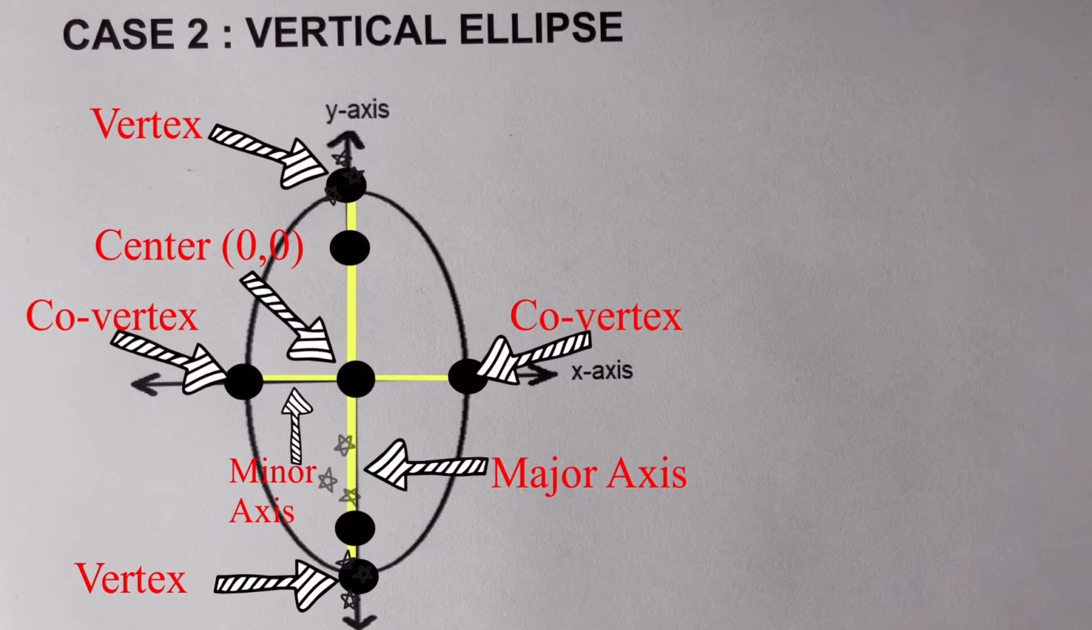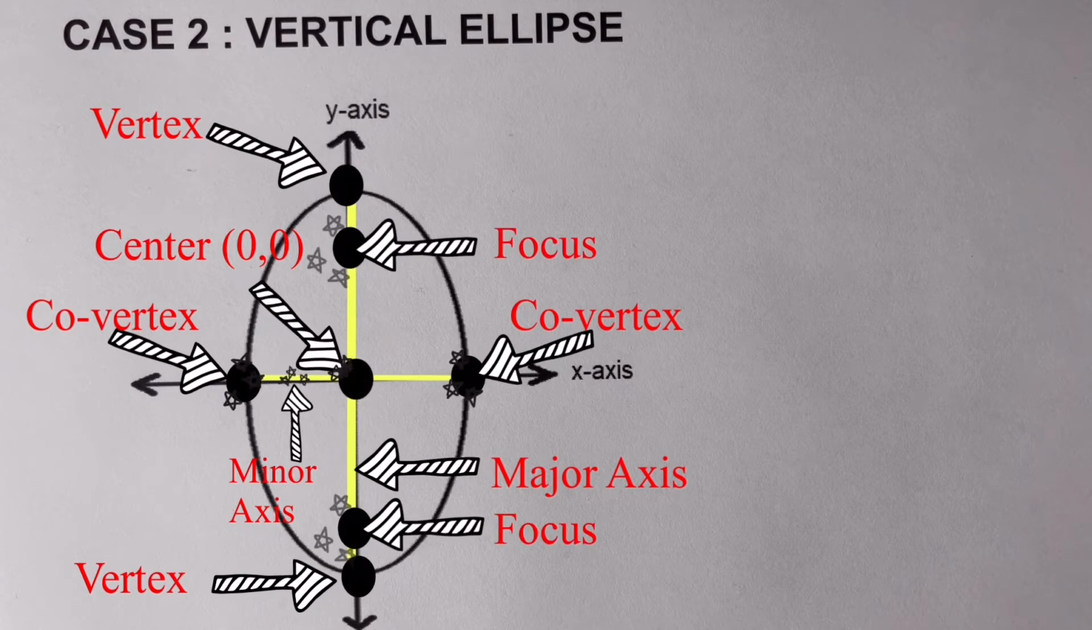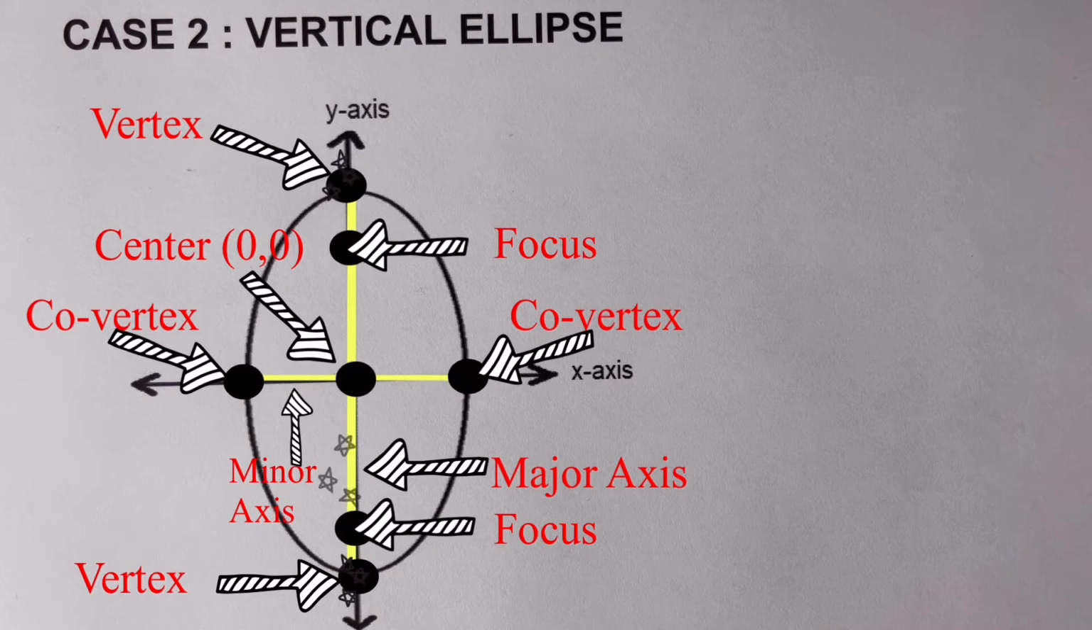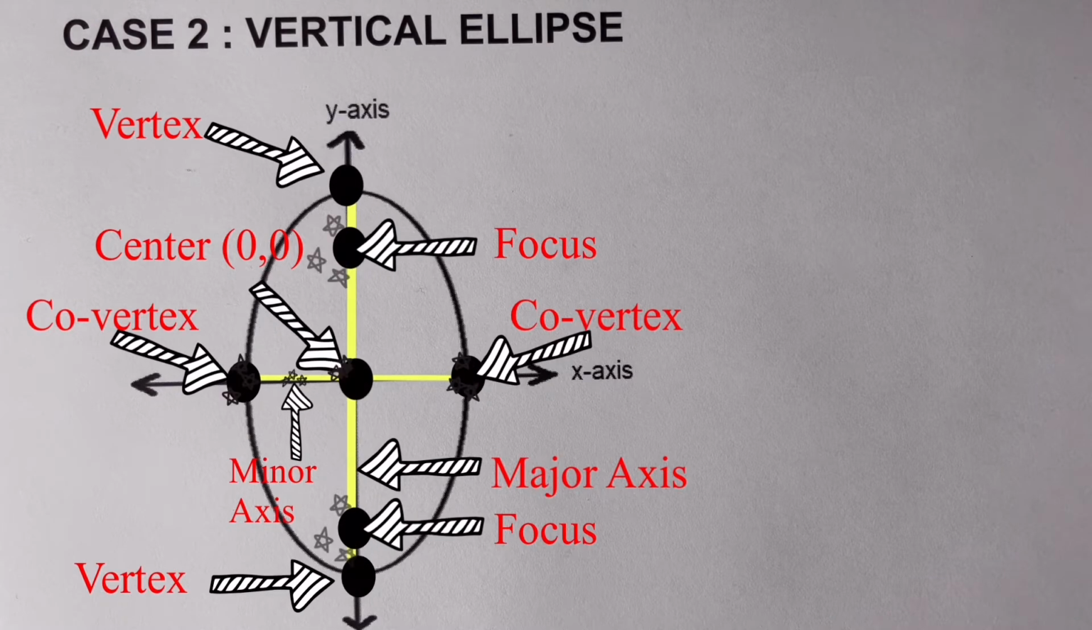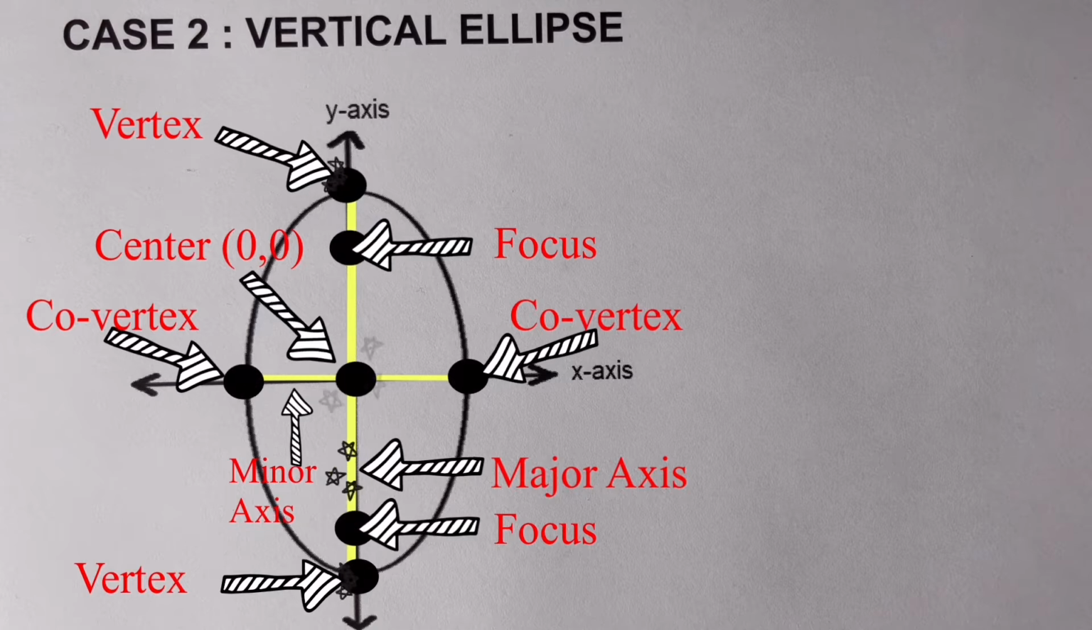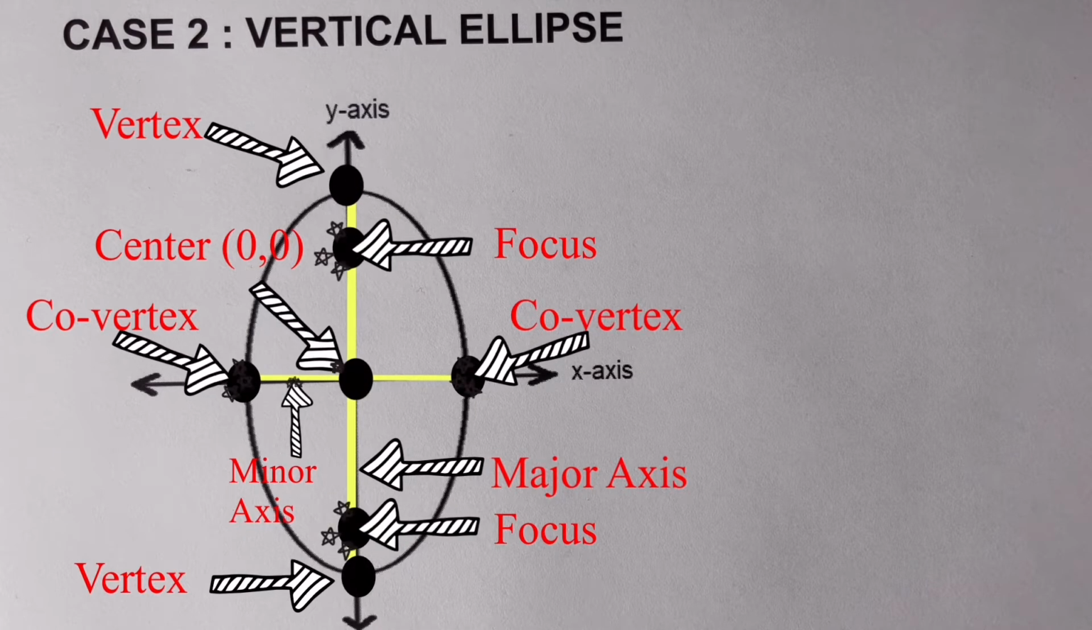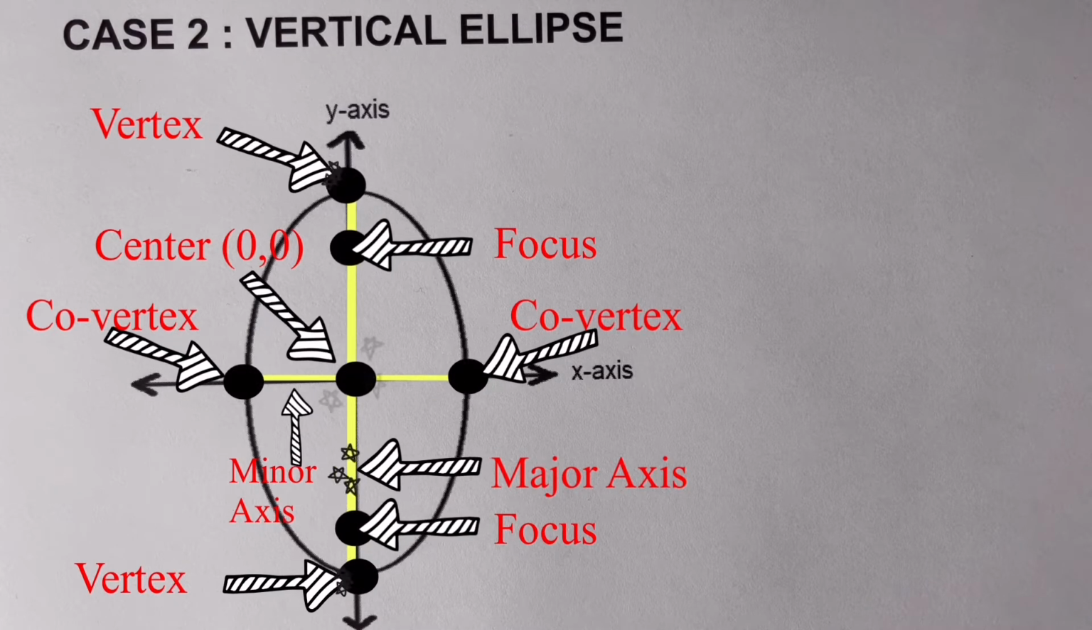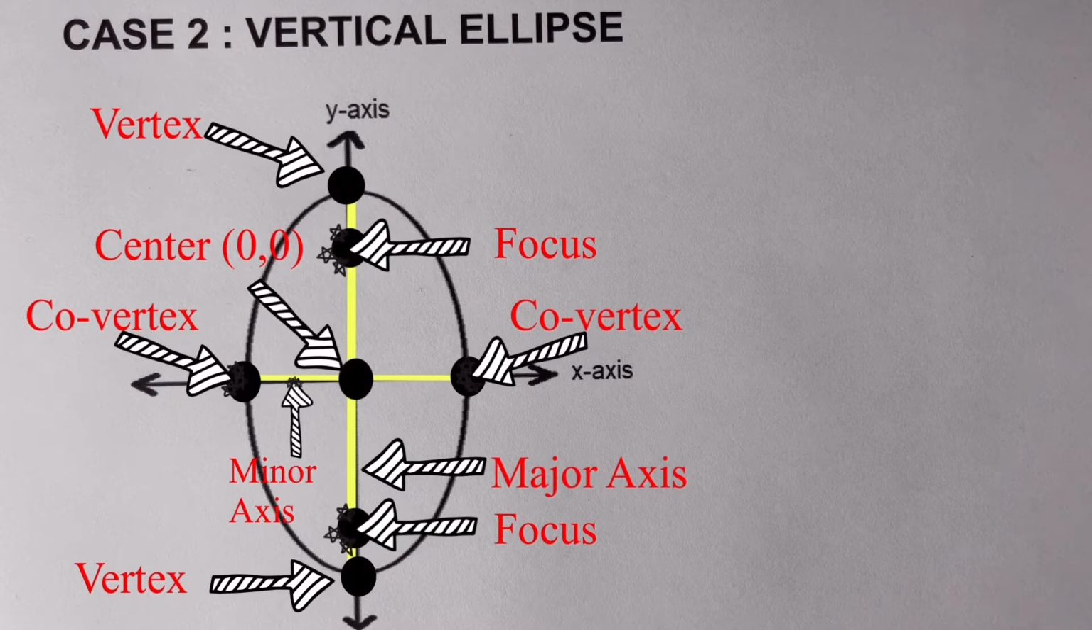Now we also have another part which we call the focus. So these two points right here are our foci. So pretty much these are the parts of an ellipse. It doesn't really matter if it's a vertical ellipse or a horizontal ellipse. The parts would still be the same.